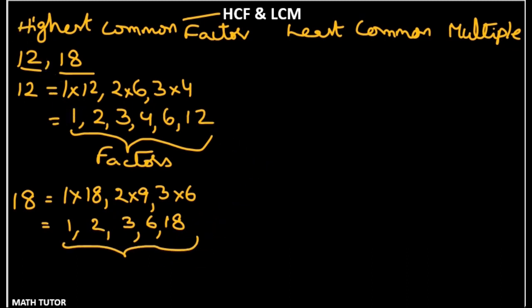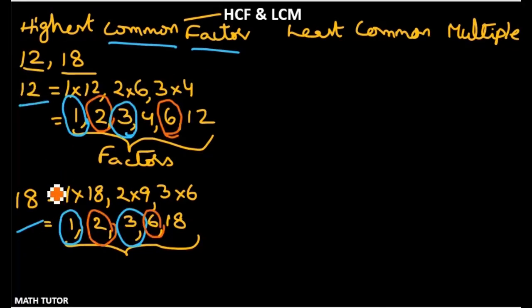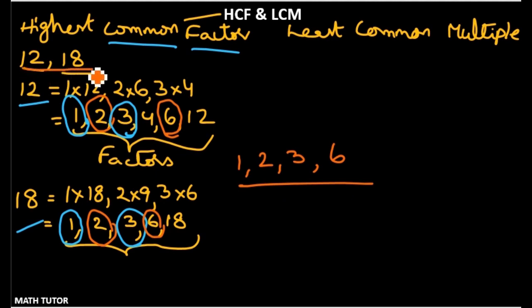Now what all did we get? 1, 2, 3, 4, 6 and 12. 1, 2, 3, 6, 9 and 18. Now we have written down the factors of both 12 and 18. So after writing factors for both numbers, we got 1 as a common factor, 2 also common factor, 3 is also common factor and 6 is also common factor. So 1, 2, 3 and 6 are the common factors for both 12 and 18.